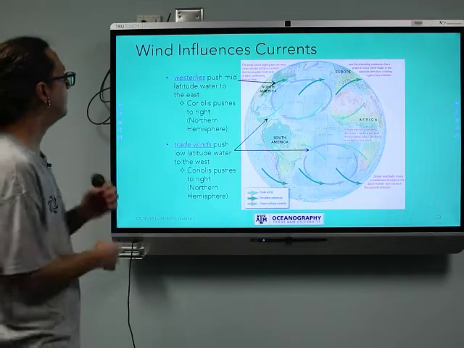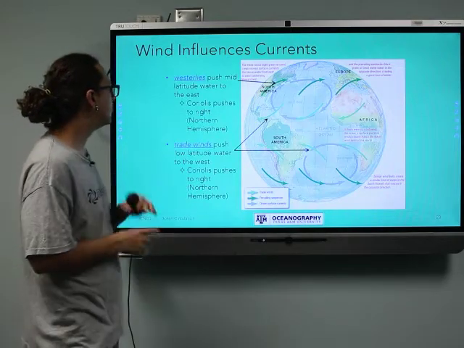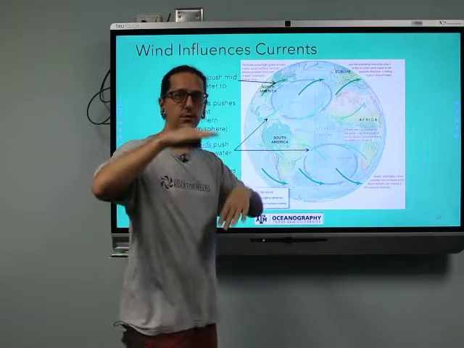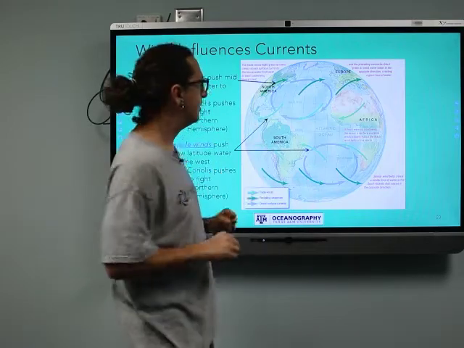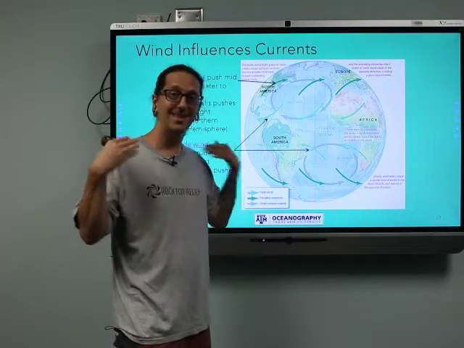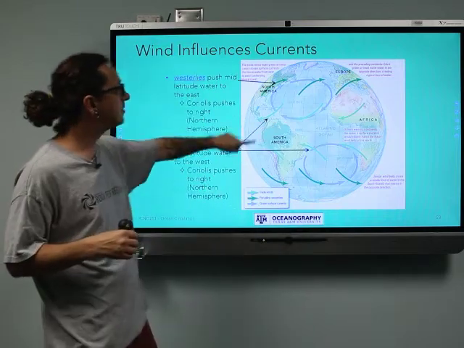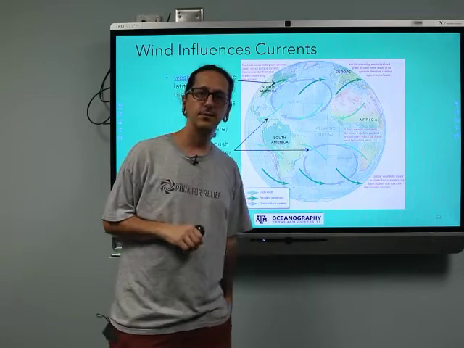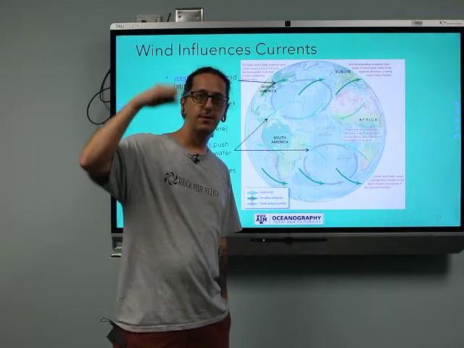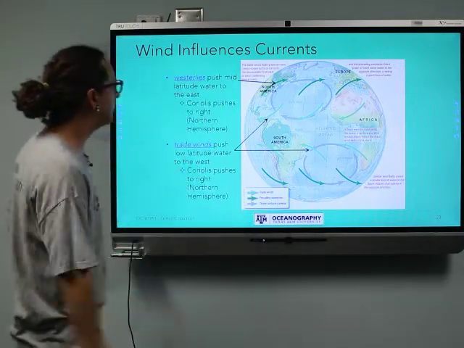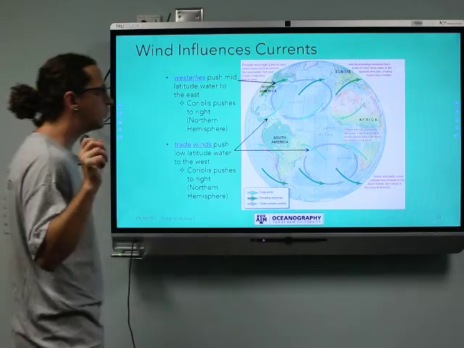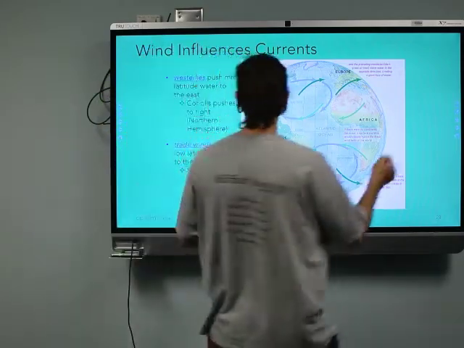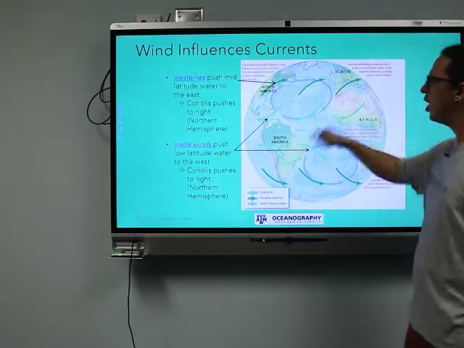Westerlies push mid-latitude water to the east. Trade winds push low-latitude water to the west. Low latitude on either side of the equator, right? So basically below the tropics, up to maybe 20-ish degrees north and up to maybe 20-ish degrees south. Don't quote me on those exact numbers, but those would be low latitudes. And trade winds are always pushing to the west.